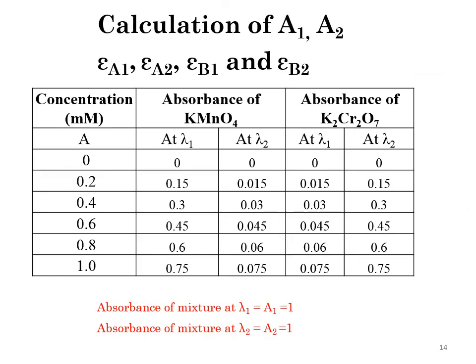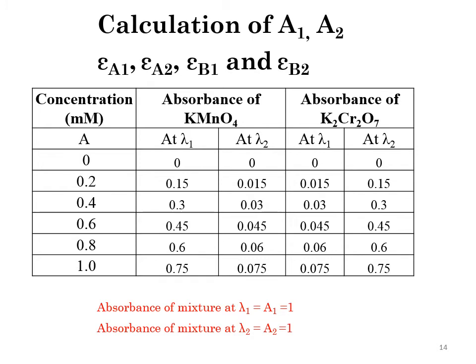The next step in this experiment will be determination of absorbance of the mixture at lambda 1 and absorbance of the mixture at lambda 2. This absorbance of the mixture at lambda 1 and lambda 2 can also be calculated by using the UV visible spectrophotometer, and this can be denoted as A1 and A2.